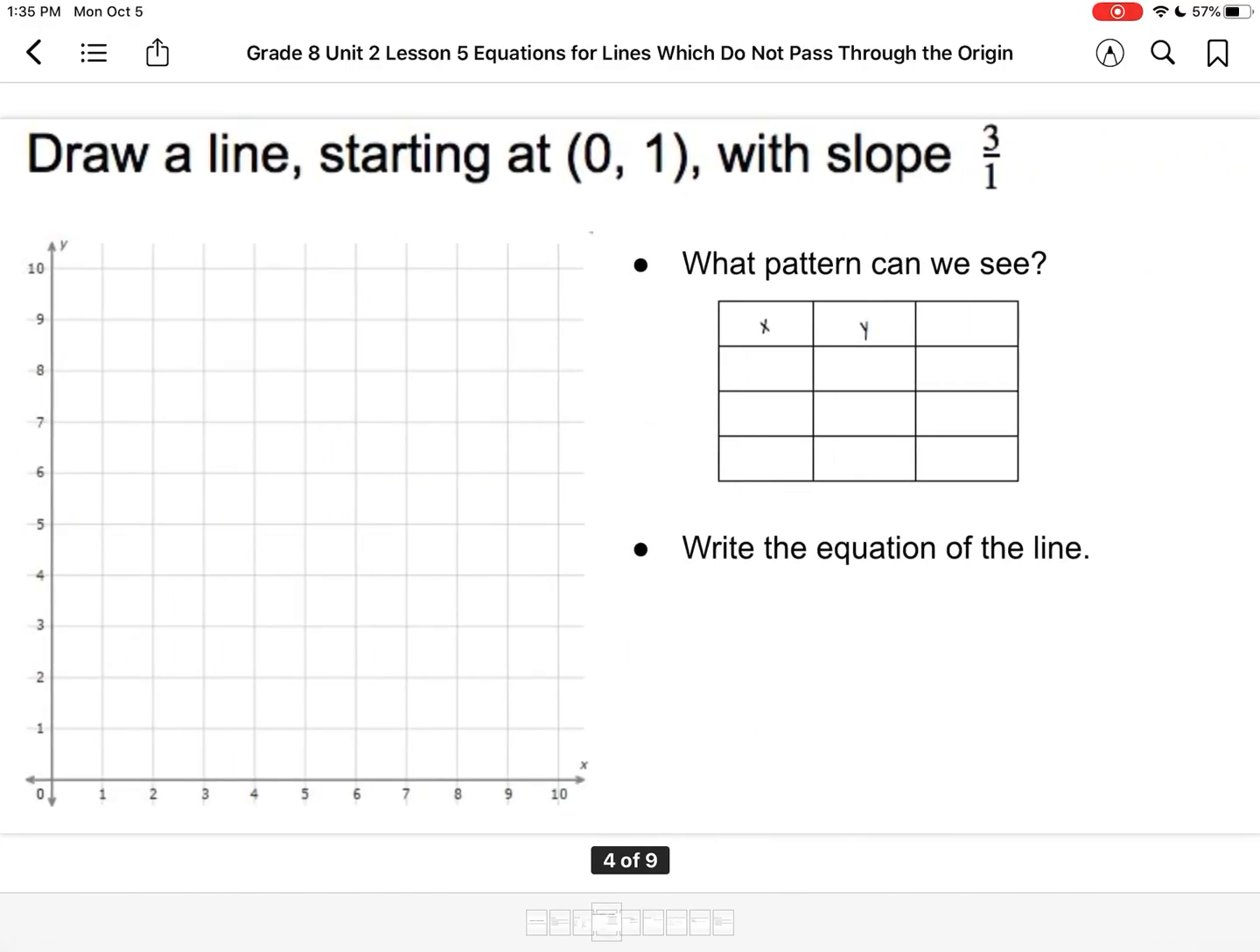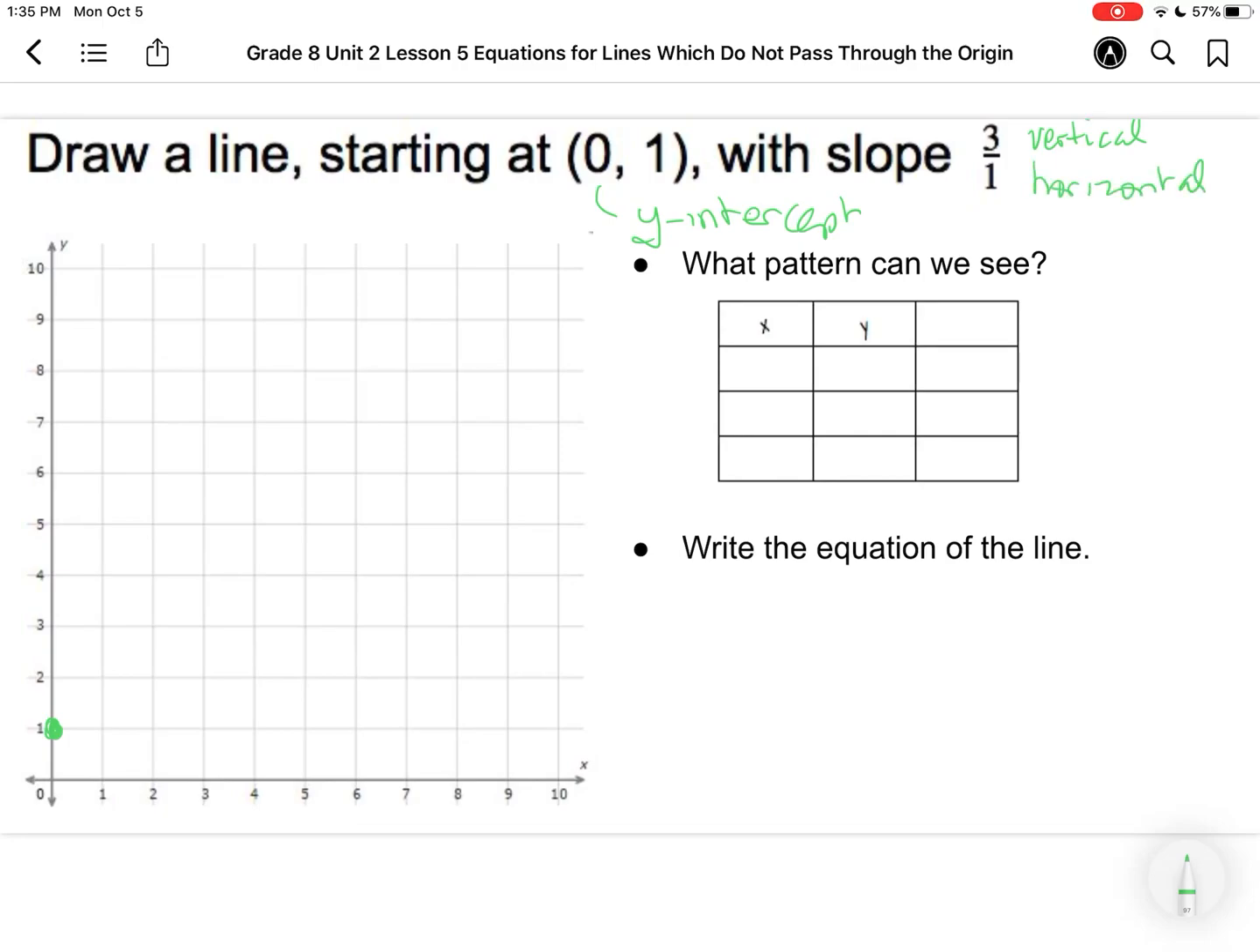Let's look at another example. Here we're going to start with the y-intercept at 0, 1. That's your y-intercept. So 0 on the x-axis, 1 on the y-axis, with a slope of 3 over 1. So 3 is your vertical rise, and 1 is the horizontal change. So we go up 3, 1, 2, 3, and to the right 1.